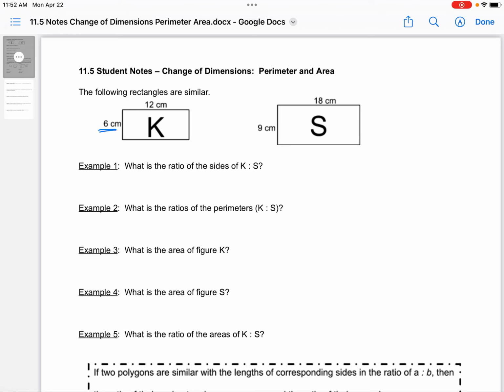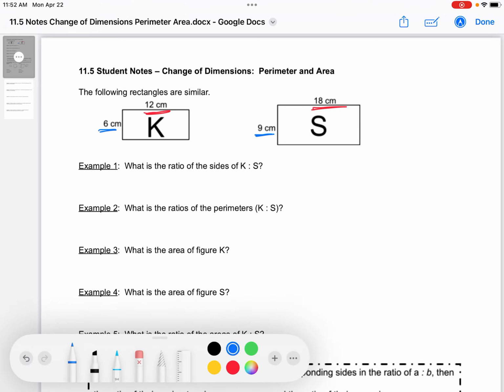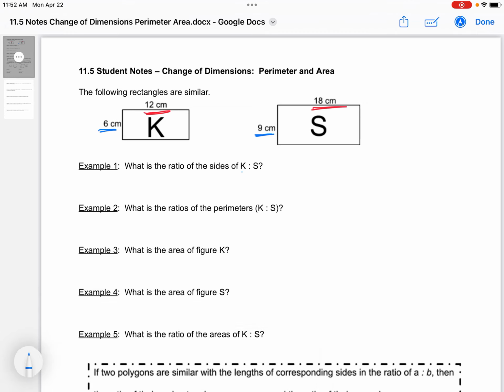So, I could do this side, or I can do this side, and it should come out the same either way. So K's first, S is second, because that's the order they're in. So I could have 6 over 9, and if I divide both the top and the bottom by 3, I get 2/3.